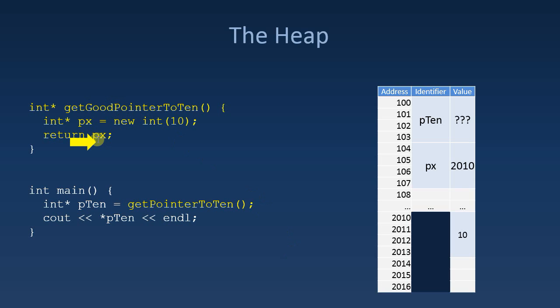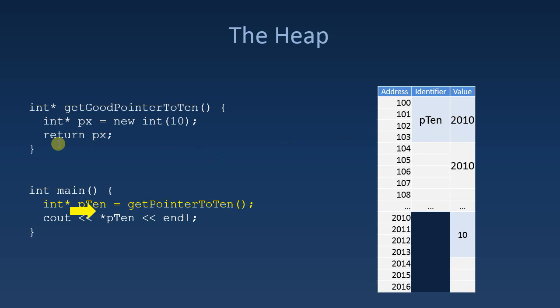right, if we run this code, the program starts up, p10 is allocated on the stack, and we don't have a value for it yet. We go off, we call this function. In this function, it calls new int. So the operating system says, okay, I will store that for you here. Here's your address. We store that into px. So px has this memory address 2010. Now we return px back to main. So we get from this function that address 2010, and we store that in p10.